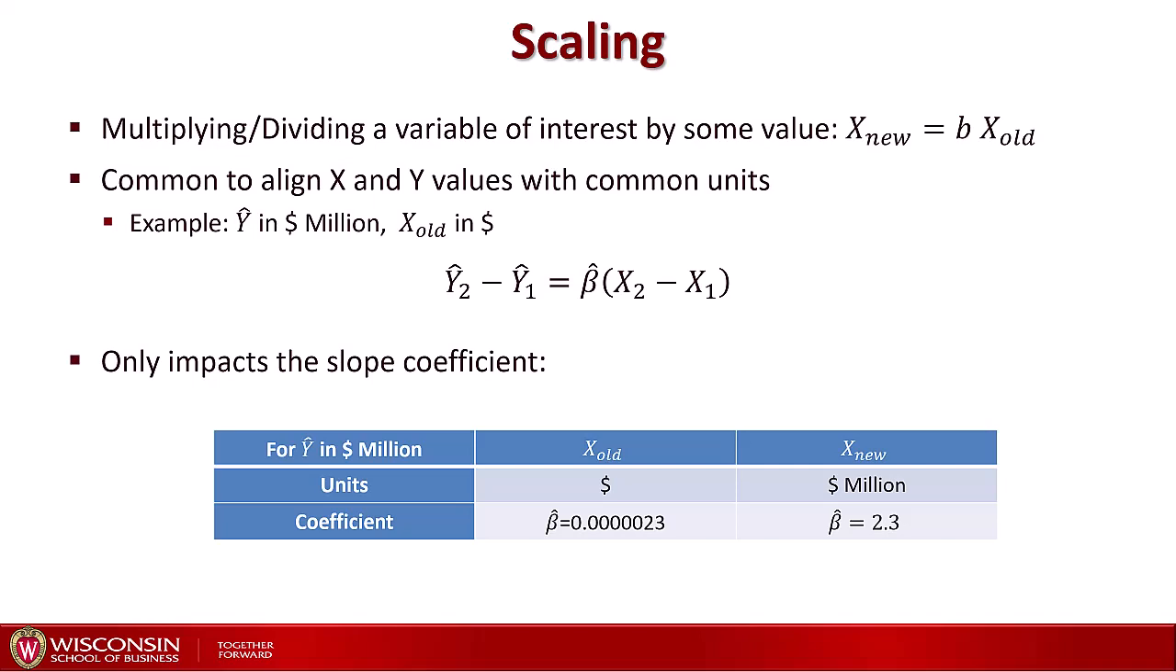This only impacts the slope coefficient. For instance, if you have y in millions of dollars, for the x old you find that the beta coefficient is 0.00000023. It's hard to interpret. However, if you change x to be also in millions of dollars, then the coefficient beta becomes 2.3, which is a lot easier to interpret. Now we have a sense of the scale. An increase in x by $1 million is associated with an increase in y by $2.3 million on average, and everything else being equal.